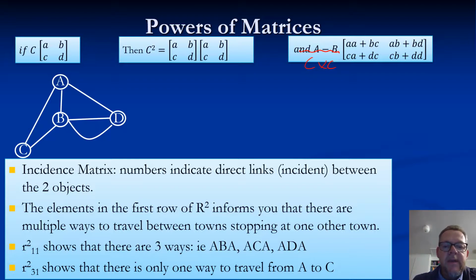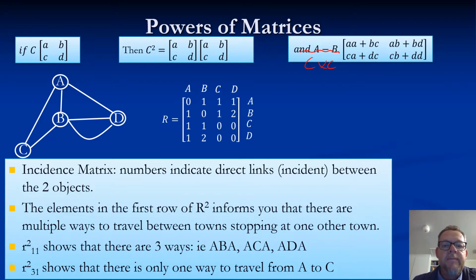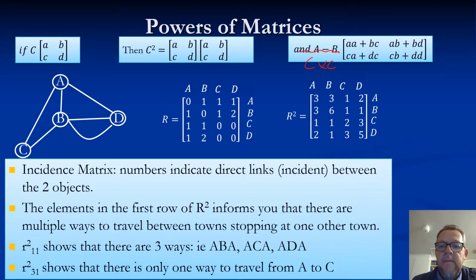So we've got an incidence matrix, so we'll have a look at that. So that looks like this. Now I just used, as I said, the online generator to spit out the R squared matrix. So this is an incidence matrix, so the numbers indicate the direct links, which is the incidence between the 2 objects. So here it is. The elements in the first row of R squared tell you that there are multiple ways to travel between the towns, stopping at one other town.